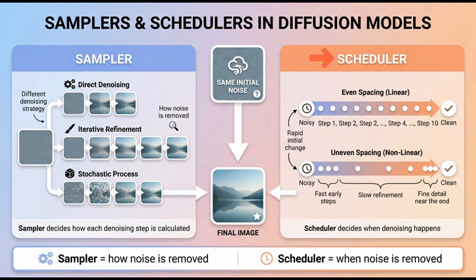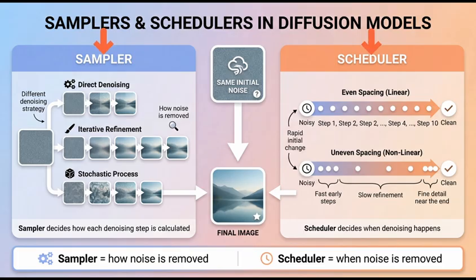The scheduler does not change how denoising works. It changes when denoising happens during the steps. A linear scheduler spreads denoising evenly across all steps. Each step removes roughly the same amount of noise. A nonlinear scheduler removes noise faster at the beginning and slower near the end. This allows fast structure early and fine detail later. Both approaches can reach a clean image, but they feel different in how detail is introduced. So the key idea here is scheduler controls when noise is removed. Or simply, scheduler equals when noise is removed.